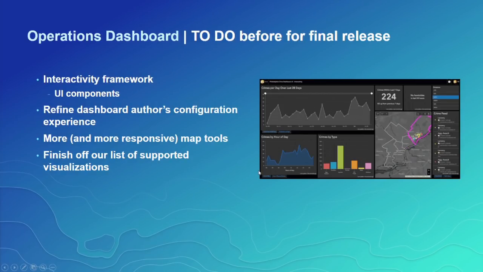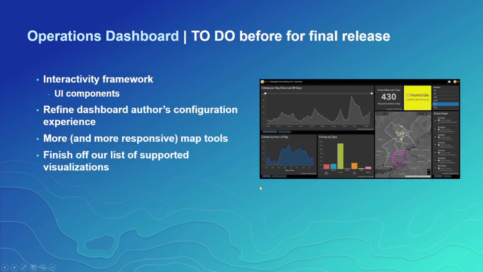We're going to do a little bit of refining on the authoring experience. We didn't really talk about our map tools, but we're going to have more and more refined map tools by the time we release. And we're going to add other visualizations. You didn't see a gauge today. We're going to put that in, obviously. You didn't see a pie chart today. We're obviously going to put that in.